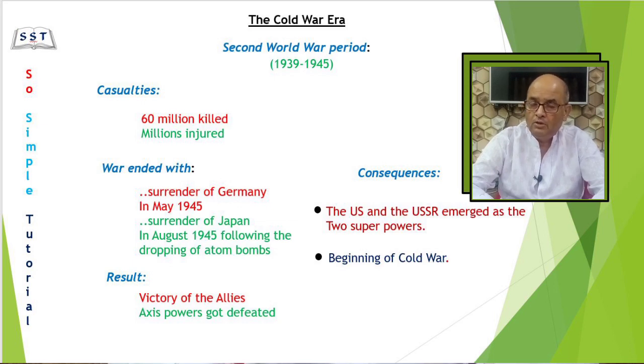What was the result of this war? The Second World War resulted in the victory of the Allied powers. The Axis powers were defeated badly. How did the war end? The war ended with the surrender of Germany in May 1945 and the unconditional surrender of Japan in the month of August, following the US dropping of atom bomb on Hiroshima and Nagasaki.